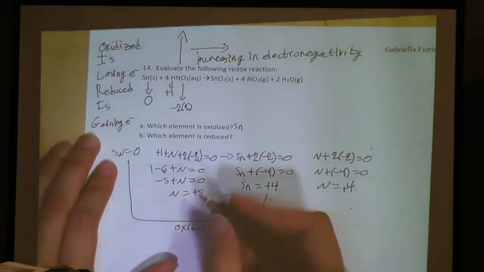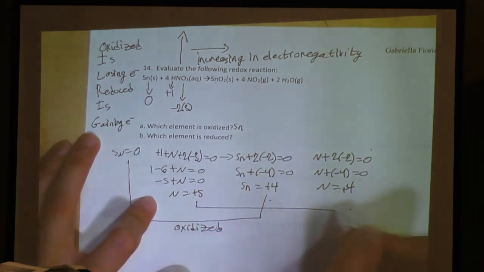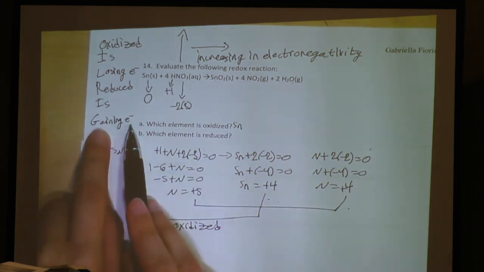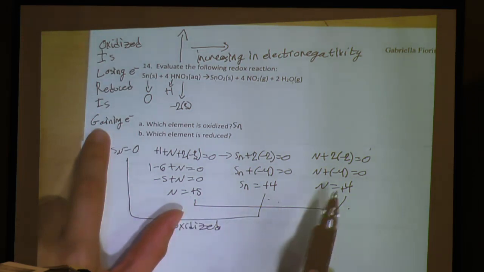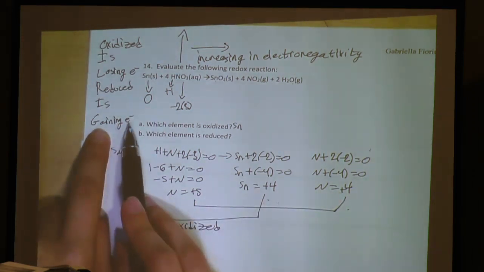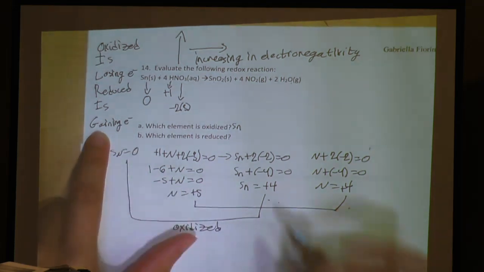Now what was reduced? Nitrogen went from +5 to +4. So it gained negativity, right? +5 to +4, that means that it was 5 minus 1. So we gained something that was negative. So this was reduced.